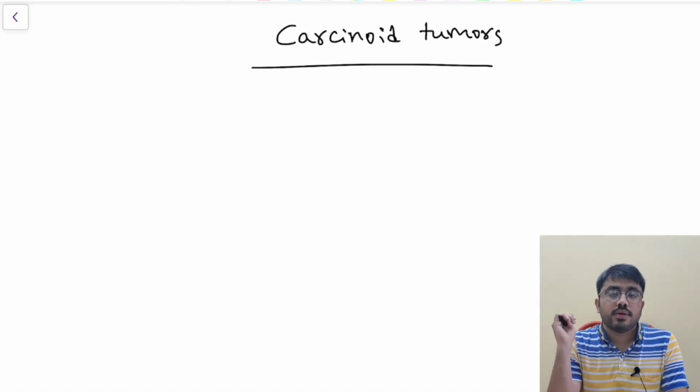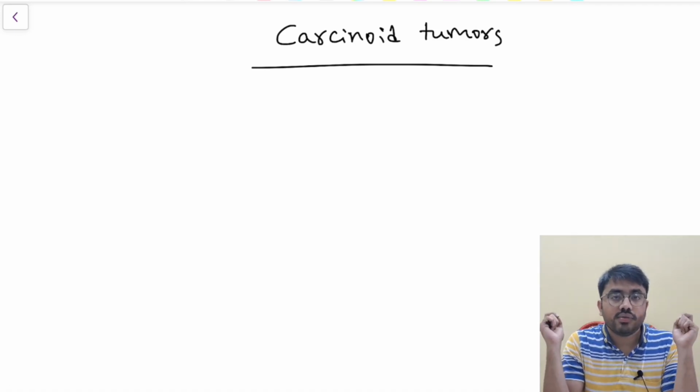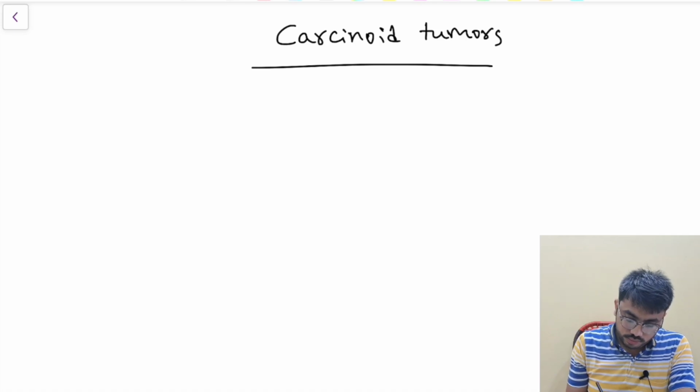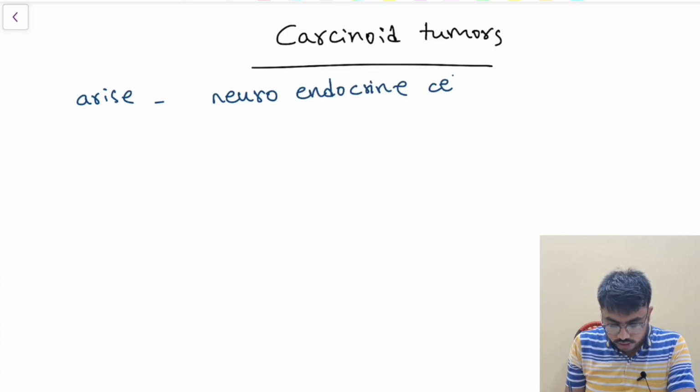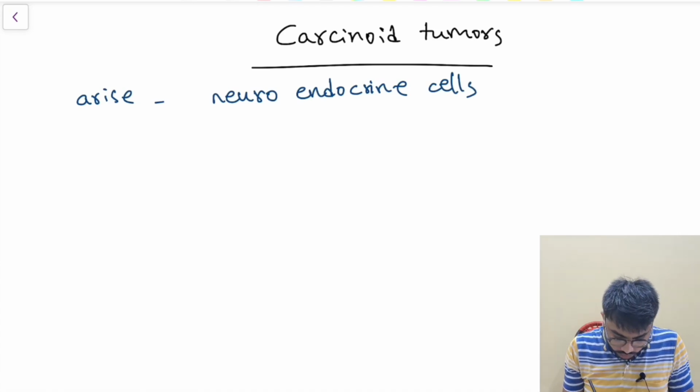Now, where are these carcinoid tumors going to arise from? What is the cell of origin for these carcinoid tumors? It is neuroendocrine cells. Neuroendocrine cells are the origin for these carcinoid tumors. Write it down. They are going to arise from neuroendocrine cells.